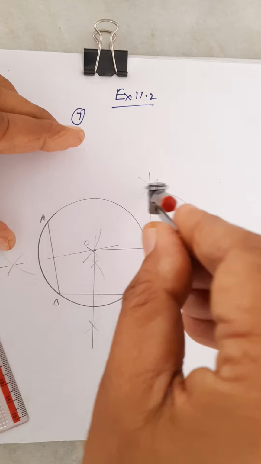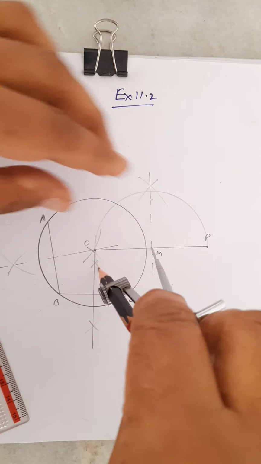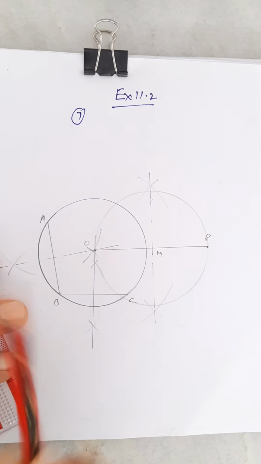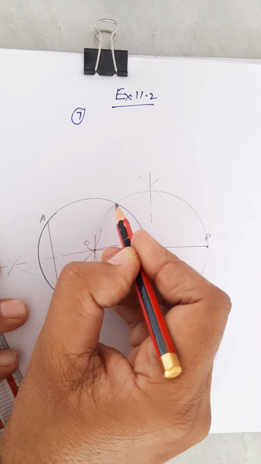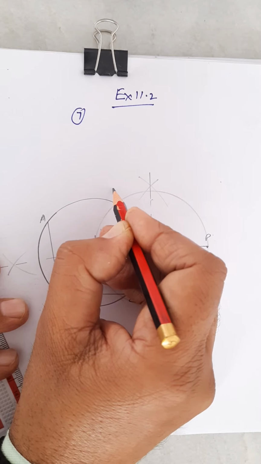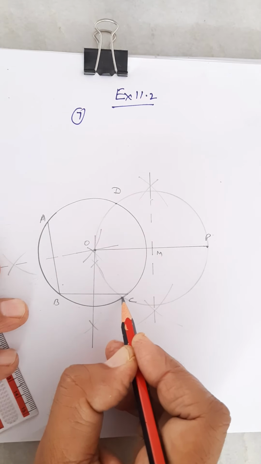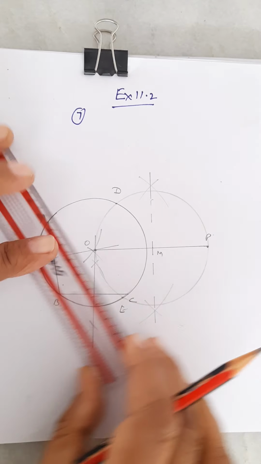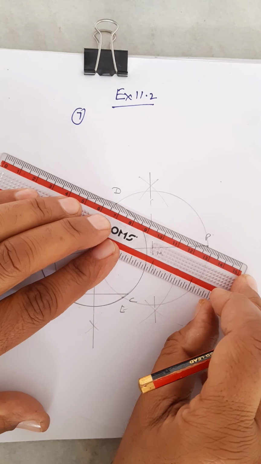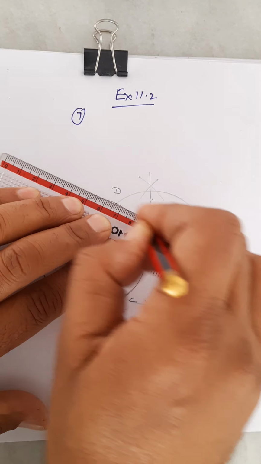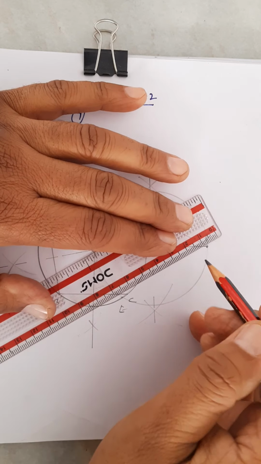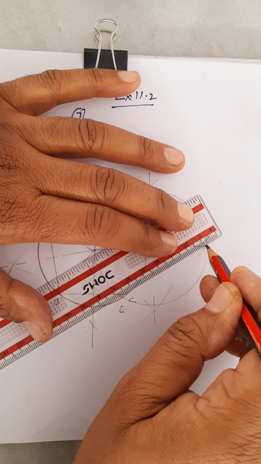Definitely this circle will pass through both the points, as well as it will intersect. So name these as, say, point D and point E. This is point E, and join this P to D. That will be the first tangent. So this is the first tangent, and this is the second tangent.